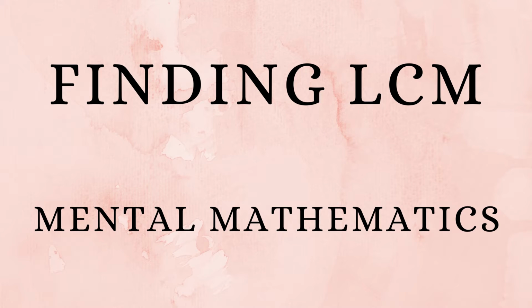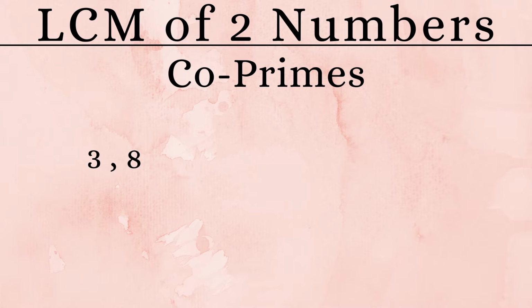In this video, we'll find out the LCM of two or more numbers without using any calculations. Let's get started by finding the LCM of 3 and 8. Now we know that 3 and 8 are coprimes. And how do we say that? Because they do not have any factors in common, as shown here.